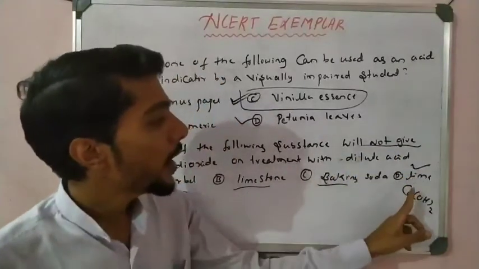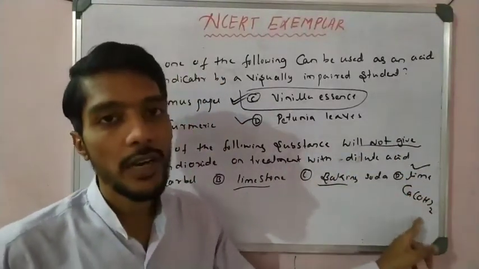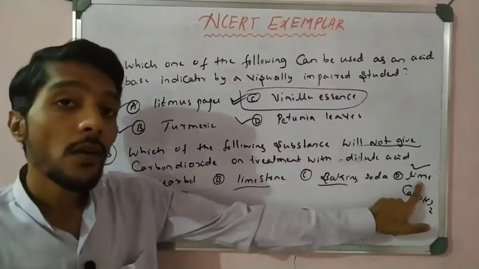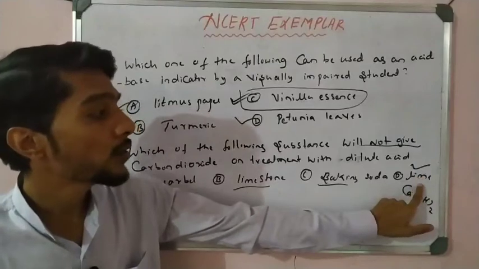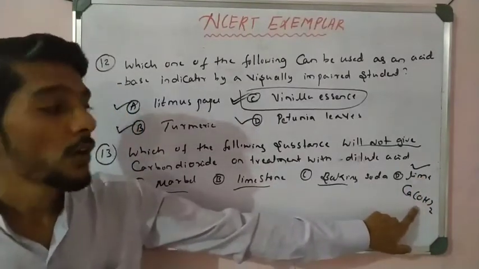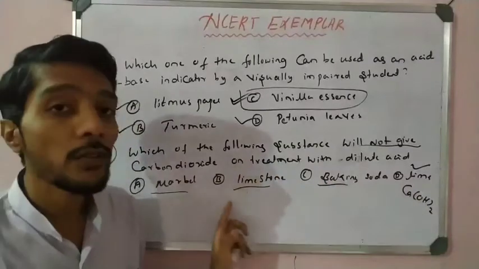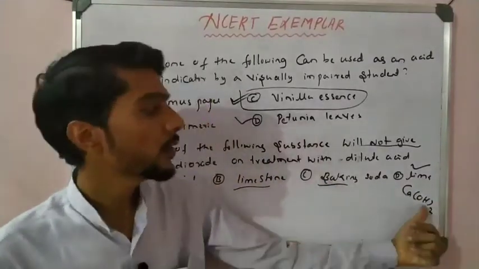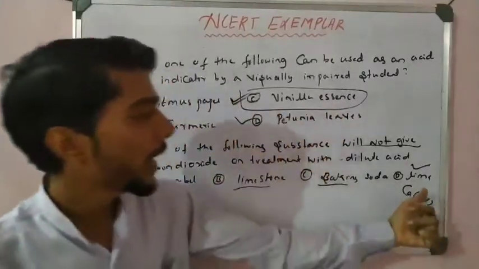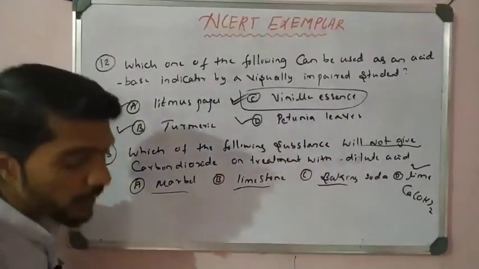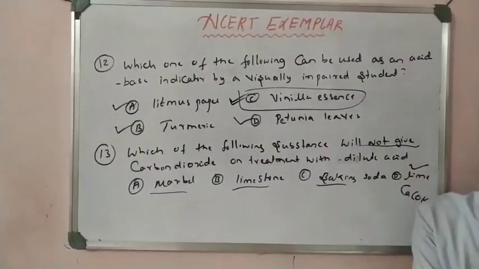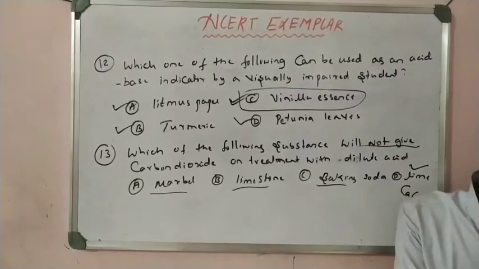Why does lime water not produce carbon dioxide gas when it reacts with acid? Because lime water has hydroxide in it. For the formation of carbon dioxide, it must have carbonate. But here there is no carbonate, it has hydroxide, so carbon dioxide is not liberated in the case of lime water. Please pause the video and write down this one, and the correct answer is lime.